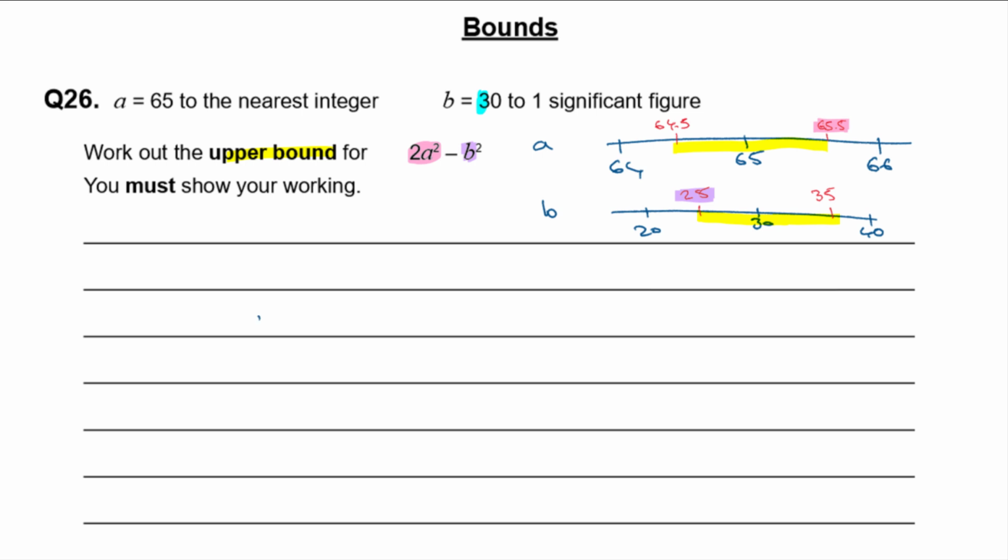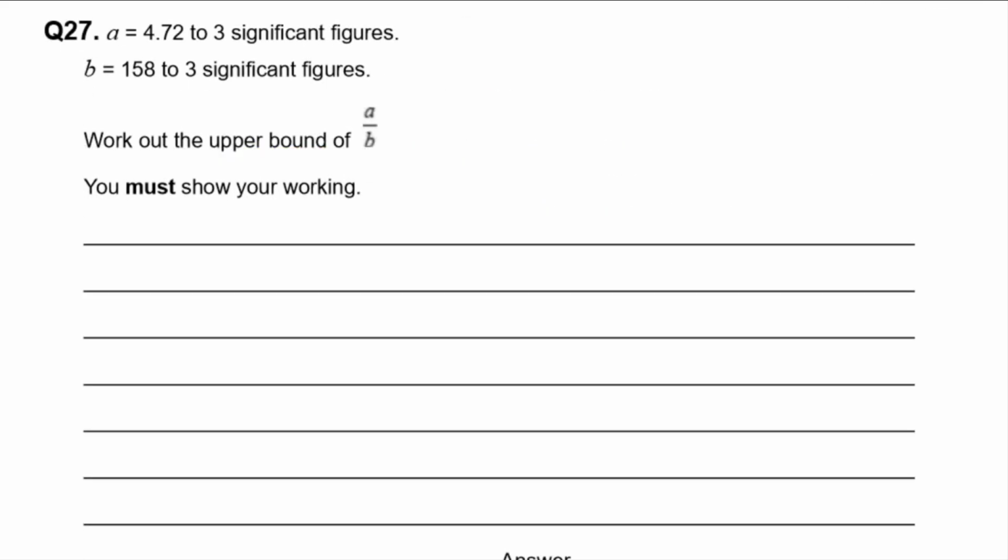Okay? So the upper bound of 2a squared minus b squared is going to be big A, 2 lots of 65.5 all squared, minus little b, 25 squared. Okay, so that's what I'm going to get. So I need to work that out then. 2 times 65.5 squared minus 25 squared. Apparently that is 7955.5.